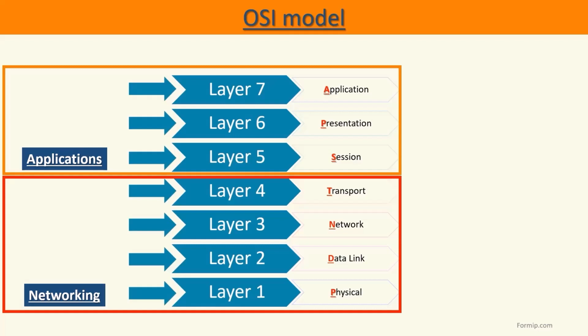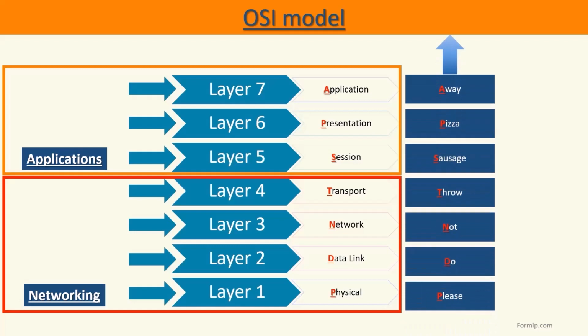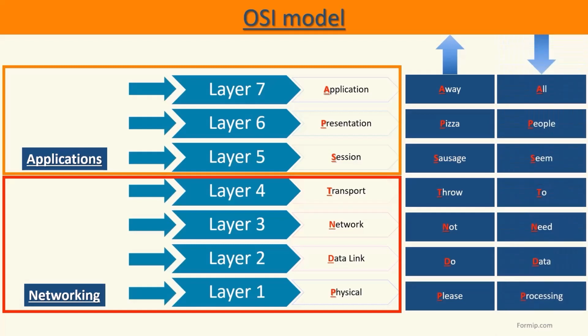There are many mnemonic phrases to remember the order of the OSI layers. For example, from bottom to top, please do not throw sausage pizza away. Or from top to bottom, all people seem to need data processing. With a little online research, you can find other funny mnemonic phrases. Keep in mind that it's impossible to go directly from the application layer to the network layer. You always have to go through all the layers to send data over the network.